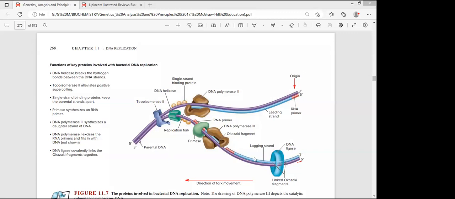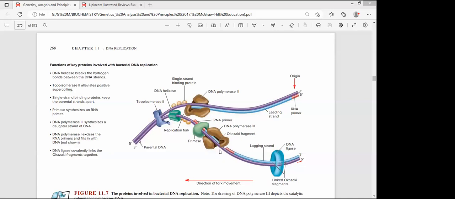So here, how we will make it is that we will be going down like this. We make a small strand, and then we come here, make a small strand, and then we join them together. In short, we make them in form of fragments. Then this DNA ligase is what will join the fragments together.